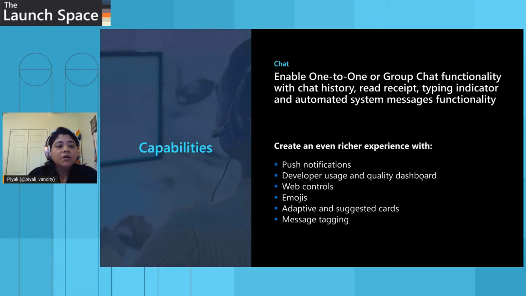You might also find it super familiar that we have typing indicators, in which you get notified in real time when other chat members are typing a message, as well as read receipts. For an even richer experience, we have push notifications, web controls, emojis, and many more. We also have system-generated messages as part of message history, and features that can show you UI indicators in the chat window when a user is added or removed. So the chat service is extremely powerful for you to use.